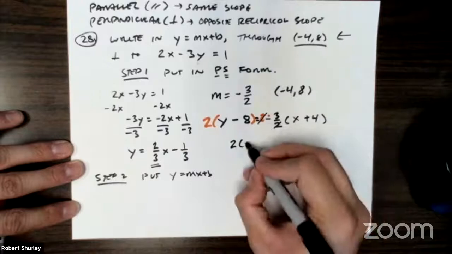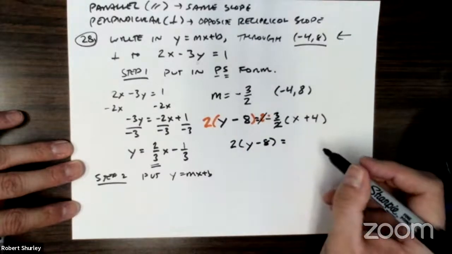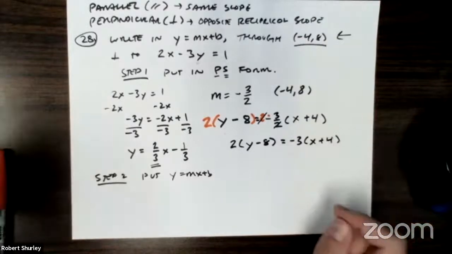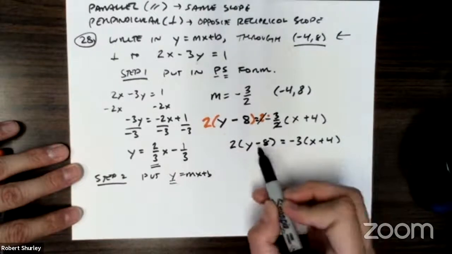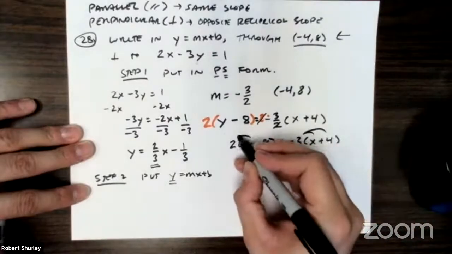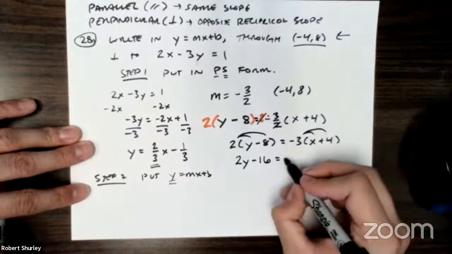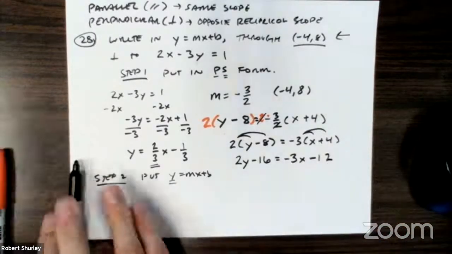But now I'm going to just work down here. That leaves us with 2 times y minus 8 equals -3 times x plus 4. Oh, I shouldn't have done that. That's fine. Okay. Now our goal is to get into y equals mx plus b. Our goal is to get this y by itself. So I'm going to distribute the -3, and I get 2y minus 16 equals -3x minus 12.